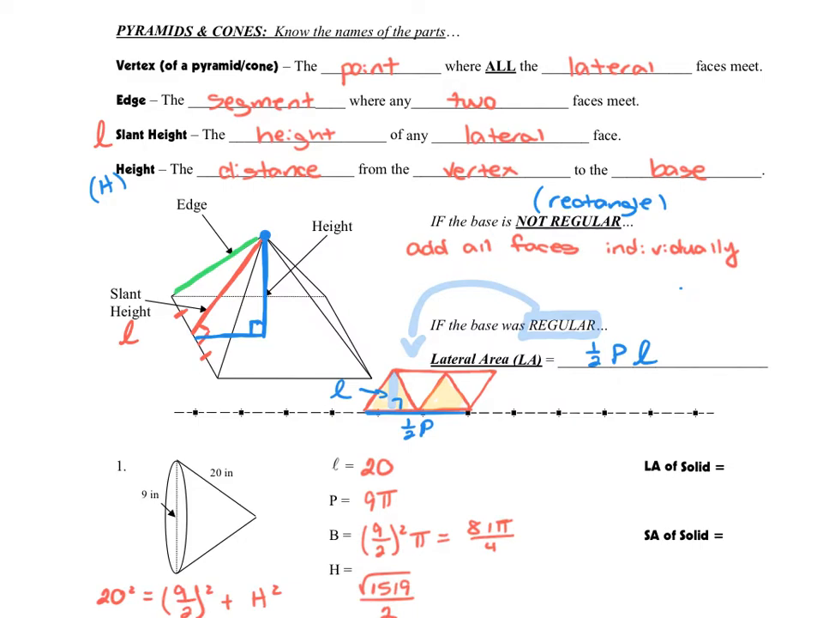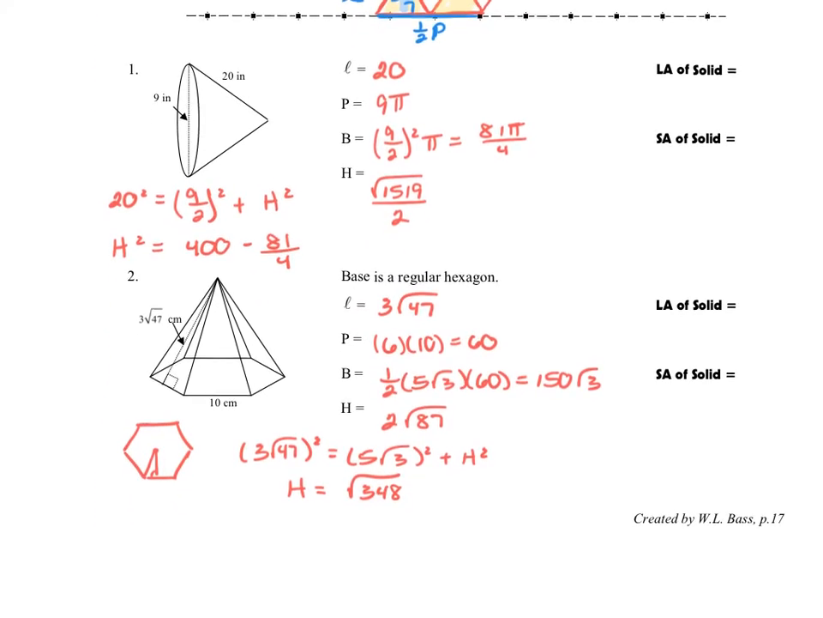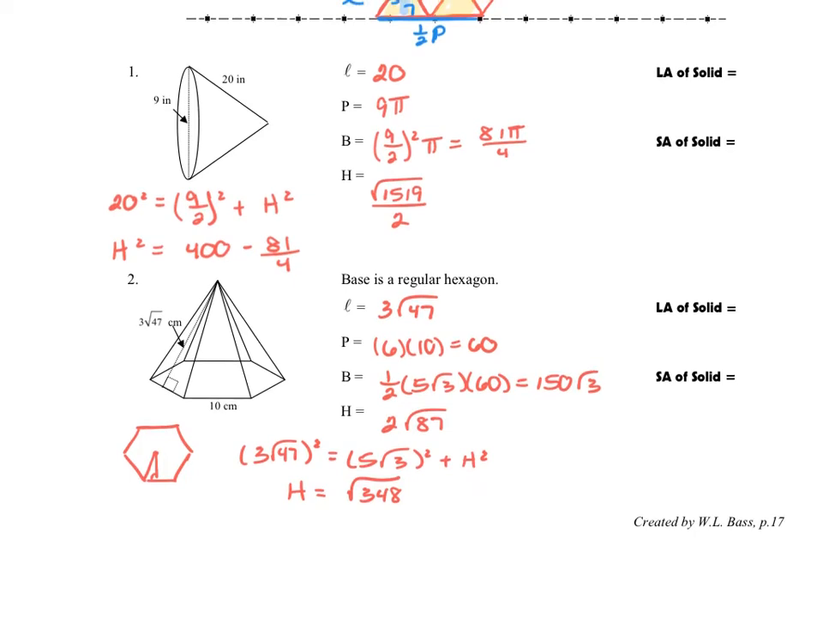Now, let's look at some examples. And again, I did pre-fill this out, so you might want to pause and write all this down, and then I'm going to add some things and kind of talk through it. So let's look at our first one. We have a cone on this one.